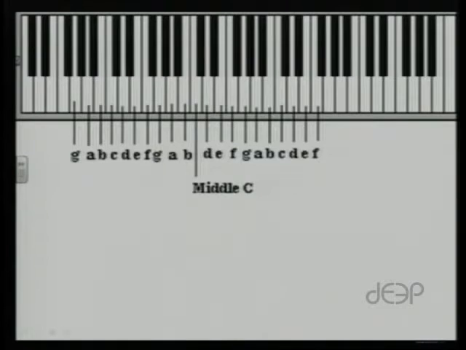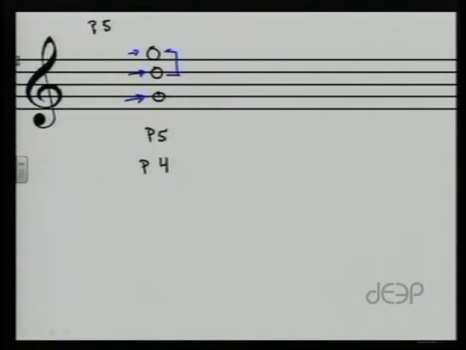Let's go over here and take a look. Here we had G to D, and it is 1, 2, 3, 4, 5, 6, 7 half steps, or a perfect fifth. Now, we took the G and we moved it to the top, and now from the D to the G, 1, 2, 3, 4, 5 half steps, or a perfect fourth.